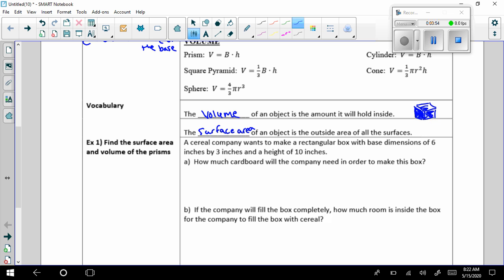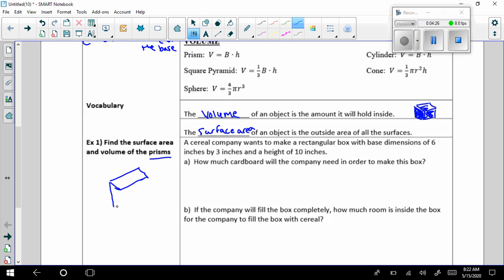All right, so we have prisms, pyramids, cones and cylinders. Again, they're all pretty much the same. You're using the formulas to solve them. I'm going to go fairly quickly after the first couple because, again, it's just math. A cereal company wants to make a rectangular box with base dimensions of 6 by 3 and a height of 10. So what that means is you have this rectangular prism.